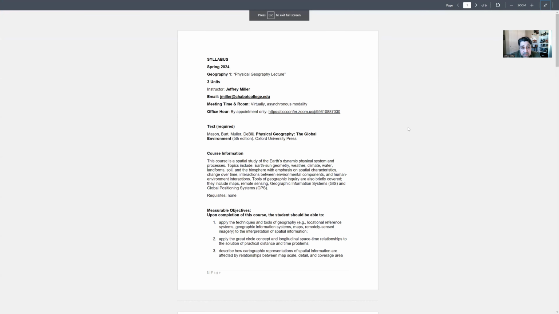here we have the syllabus for this course. And this is called Physical Geography Lecture, as we mentioned. It's a 3-unit course, not to be confused with the Physical Geography Lab. That is a separate course, separate but related. So it is independent as far as the technicality is concerned from this class. Like I said, they are certainly related, meaning that you can take both of them at the same time. I actually would recommend that.